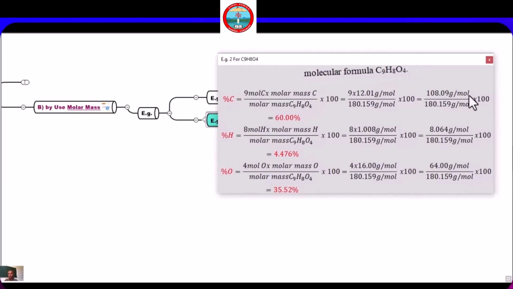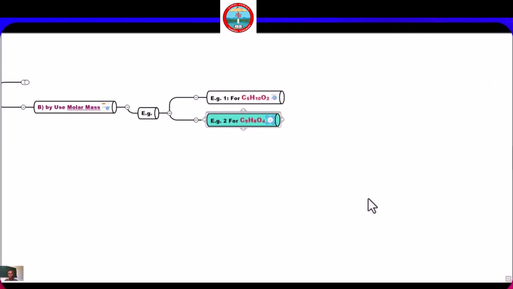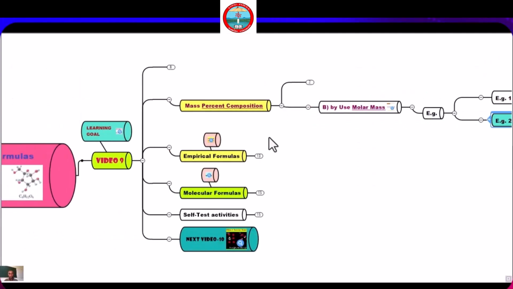Then we will get the answer this. And then for hydrogen, multiply the molar mass of hydrogen by 8, that is 8 mole of hydrogen, and we will get 4.476%. Similarly for oxygen, 35.52%. This is how to calculate the mass percentage from the given mass using the molar mass.